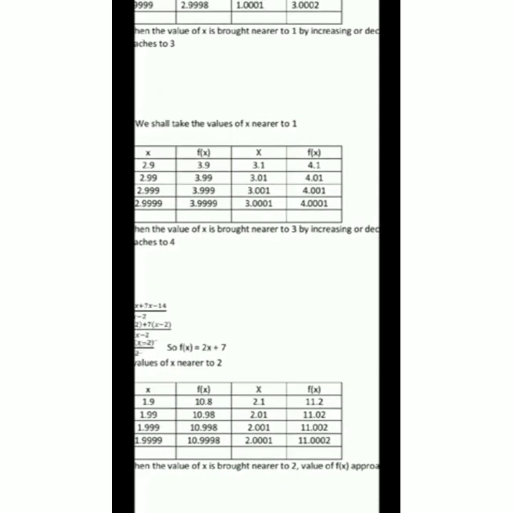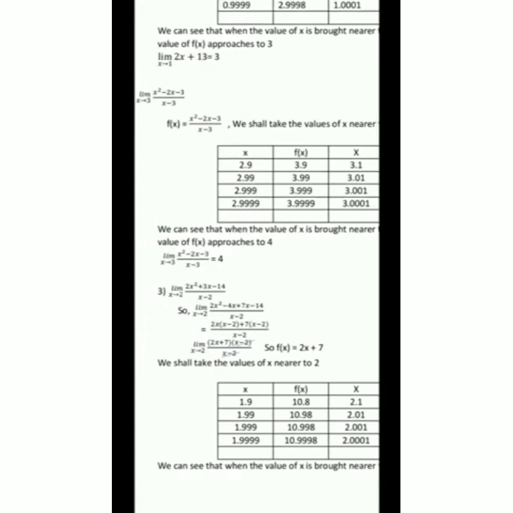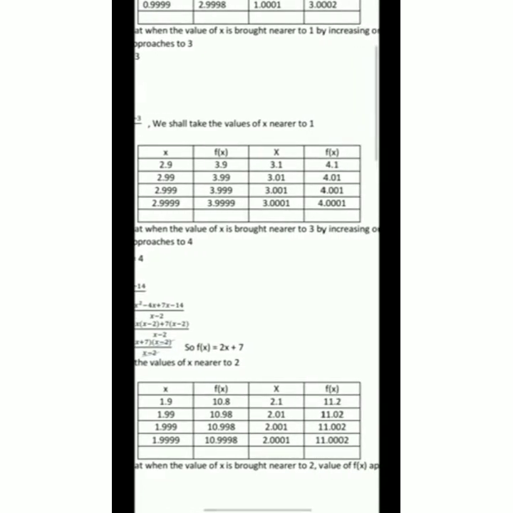So from the table it is clear that when the value of x is brought nearer to 3 by increasing or decreasing, we can see the value of f(x) is reaching 4, that is 3.9999, and by adding up we get 4.0001. So the answer for limit x tending to 3, (x square minus 2x minus 3) upon (x minus 3) is equal to 4.